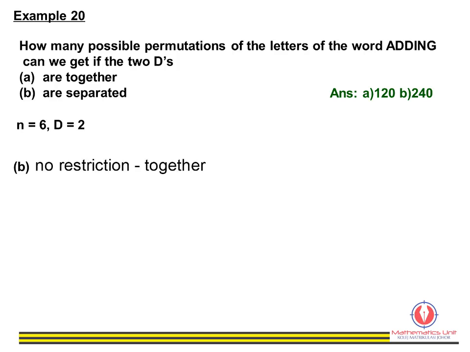120. For case B, the permutations if the two D's are separated is calculated by permutations when there is no restriction, minus permutations when the two D's are together. So, the permutations that we get is 6 factorial divided by 2 factorial for no restriction, minus 120, that is the permutation when the D's are together, equals 240.